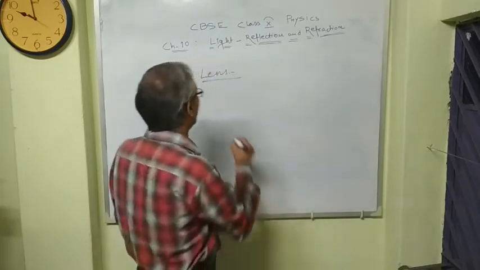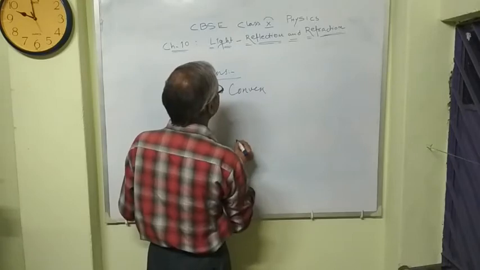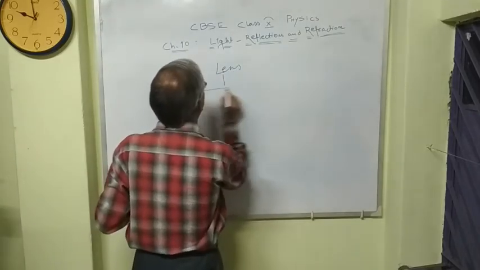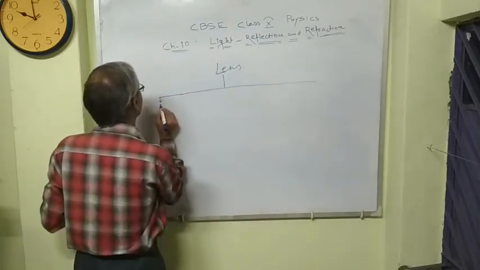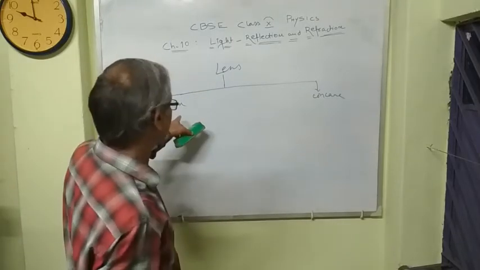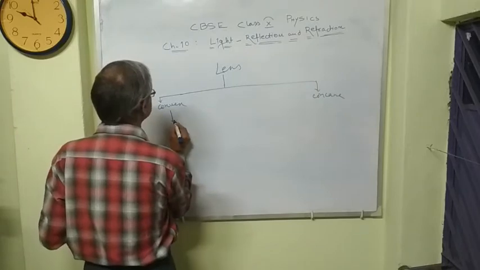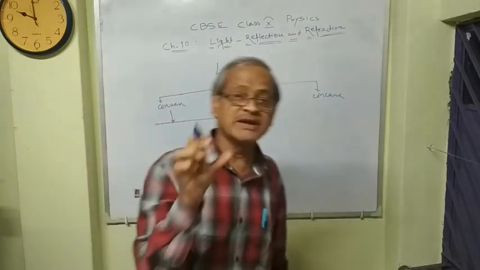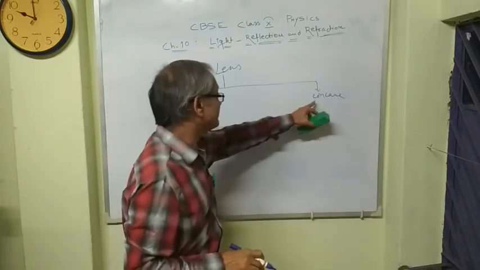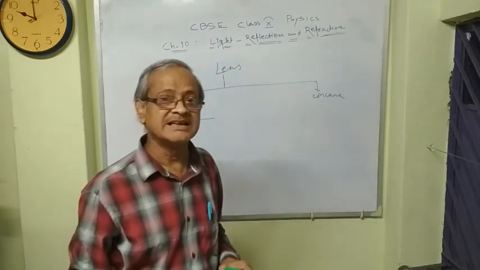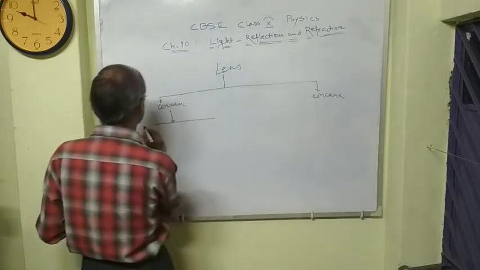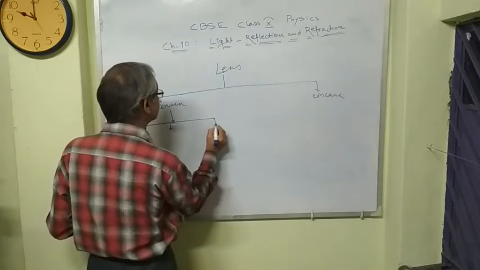Lens are of two types. Number one, convex. Number two, concave. Right? What do you mean by convex lens? A lens whose middle part is thicker than its two ends. In the concave lens, the middle part is thin in comparison with its two ends. Right? Hence, convex lens are of three types.